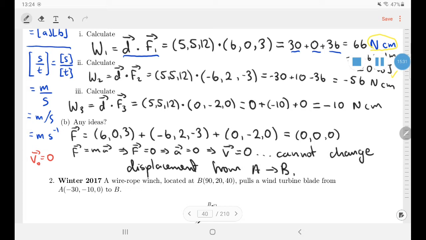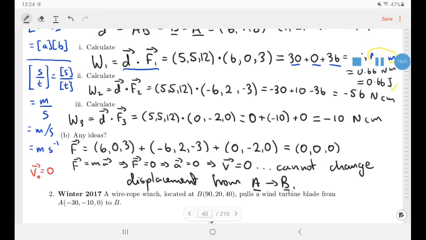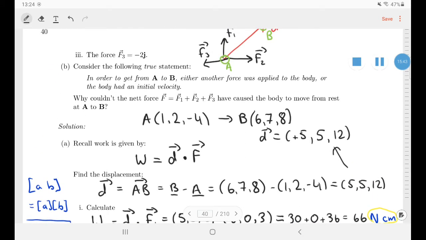So I do appreciate that is a bit more difficult. I think that was an exam question. I'd say anyone who said that the force was 0 was getting full marks. So like the question says, consider this: in order to get from A to B, either another force is applied or the body has an initial velocity. Sorry, I missed this bit: from rest. So that means the initial velocity was 0.